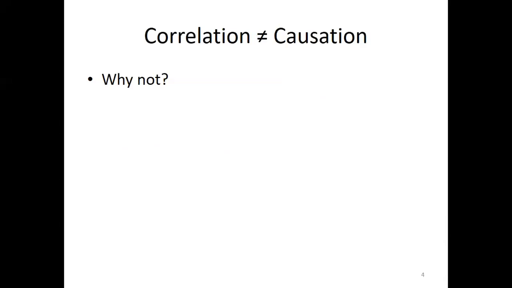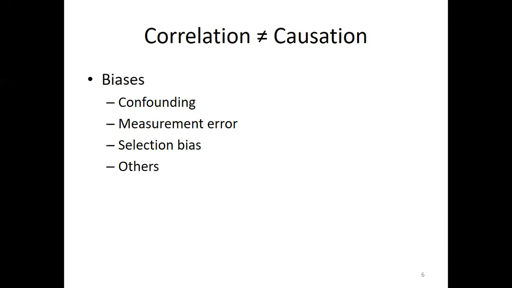To start with, you'll hear people say a lot, correlation does not equal causation. If you see an association, it doesn't necessarily imply cause and effect. So why not? What else might be going on there? Confounding is a big one. My broad answer would be biases: that there's something else going on, and confounding is one of the major biases that we worry about as epidemiologists. But there are others. Confounding is top on my list.